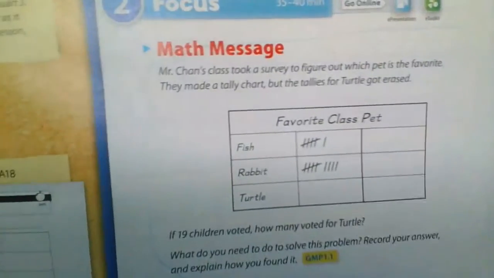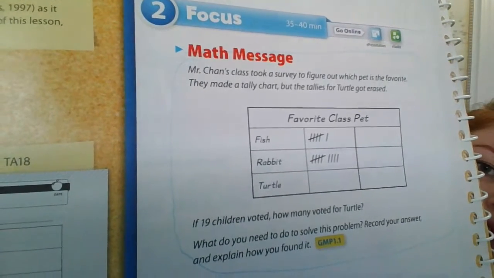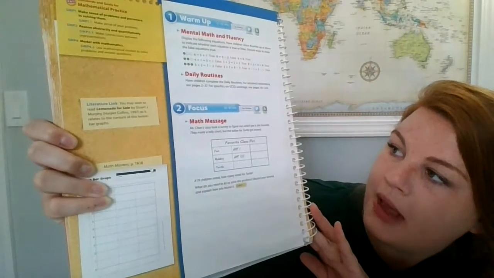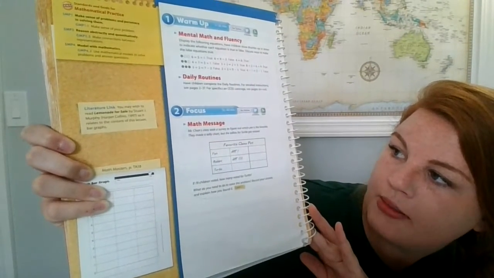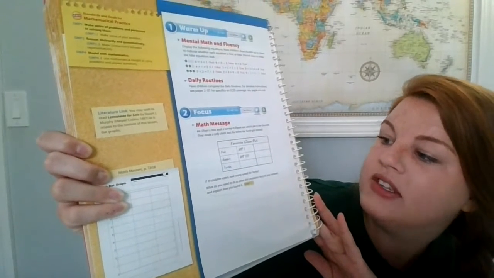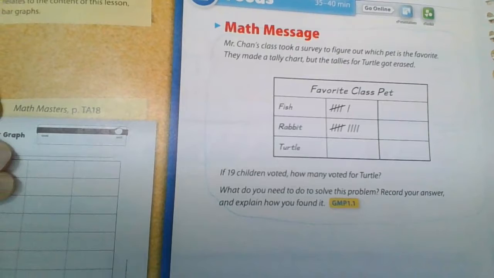Alright, so to warm up, Miss Lumsden's going to show you the warm up from her teacher book. Right here, favorite class pets. It says, Mr. Chan's class took a survey to figure out which pet is the favorite. They made a tally chart, but the tallies for the turtle got erased. If 19 children voted, how many children voted for the turtle?